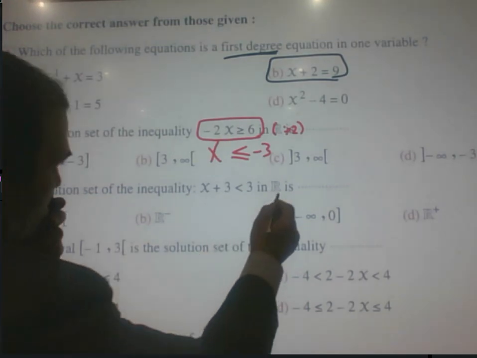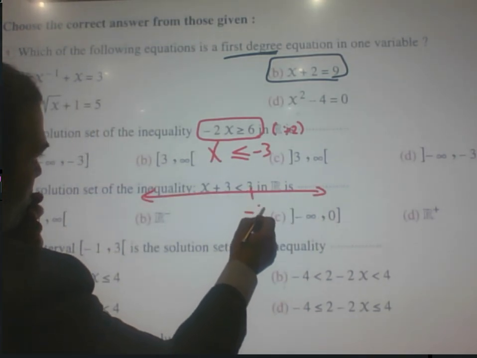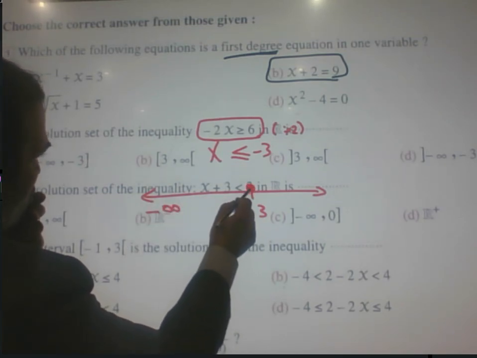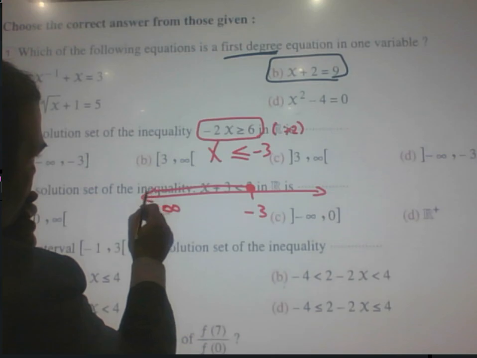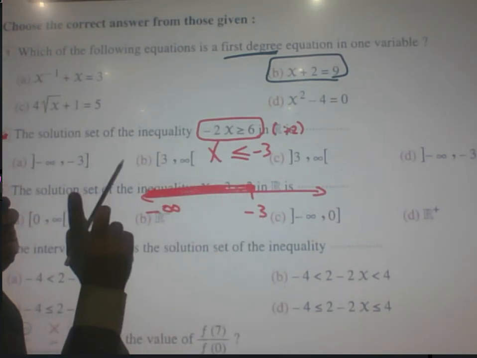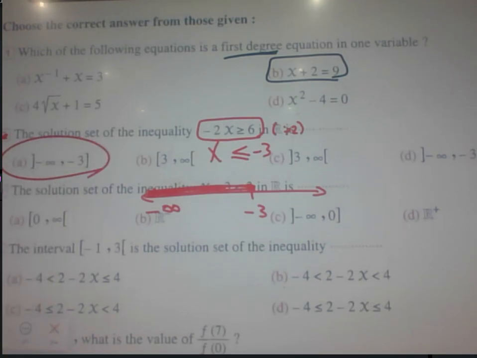You can tell me the answer on the number line. If you draw the number line like this, it starts from here. We have negative 3, and from negative infinity to negative 3. It will be closed here because we have equal to. Then the interval will be from negative infinity to negative 3, closed, not opened. Here, choose letter A. The solution set will be letter A.